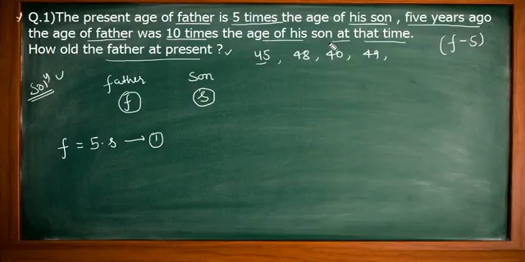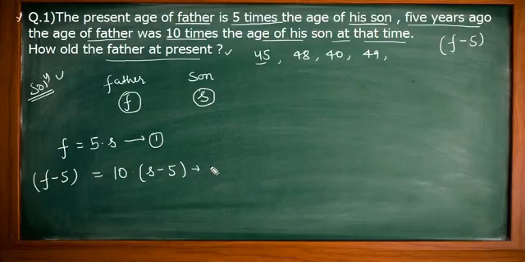So 5 years ago, the age of father was 10 times the age of his son. So if the present age of the father is F, then 5 years ago it will be F minus 5, equal to 10 times the age of his son, which will also be S minus 5 because 5 years ago. So this is your equation number 2. And solve both the equations 1 and 2.